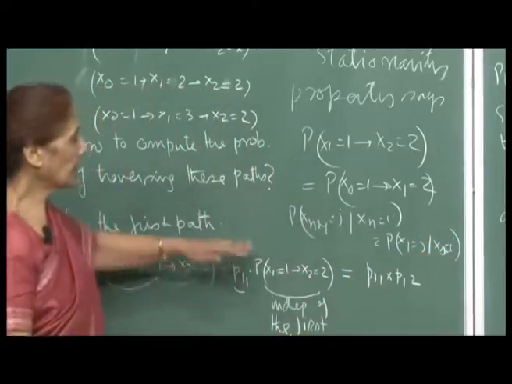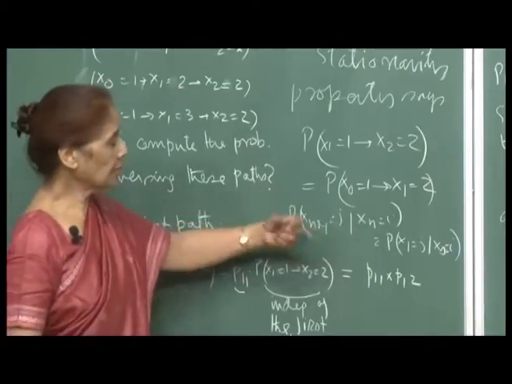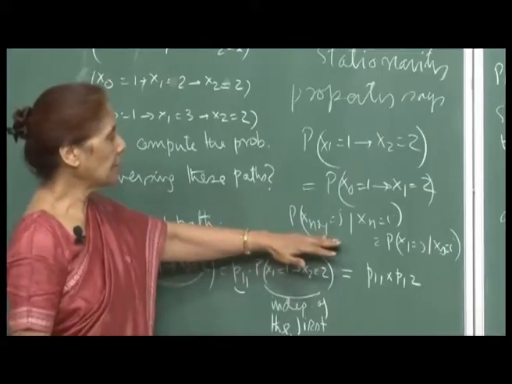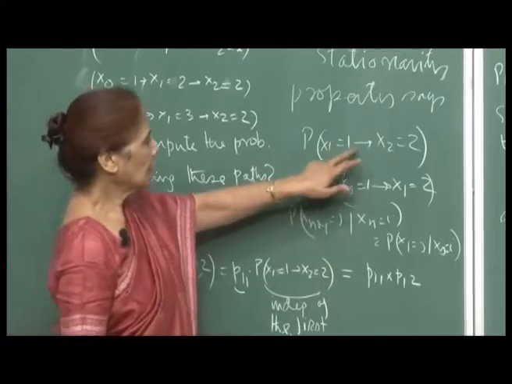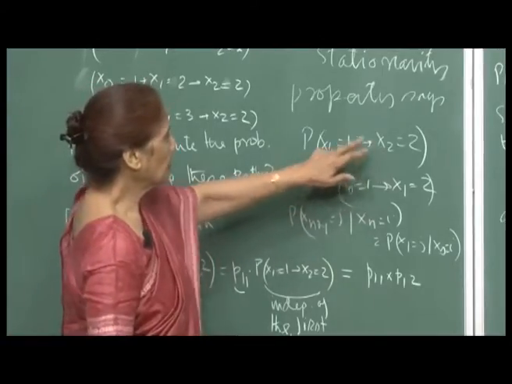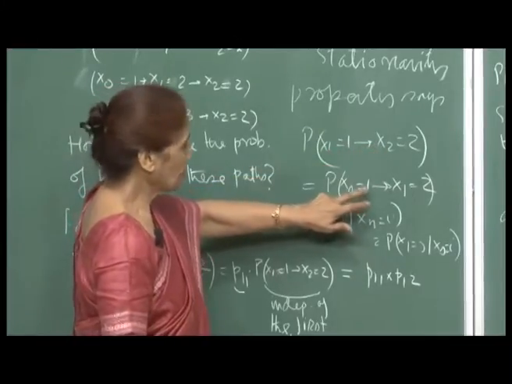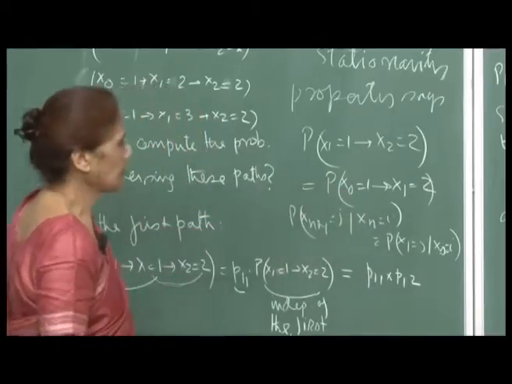Right. So, the stationarity property says that the one-step transition probabilities remain the same no matter which time period you are in. Therefore, the transition probability of going from 1 to 2 was the same as the probability of X_0 equal to 1, going from here to 2 in the initial stage. Okay.